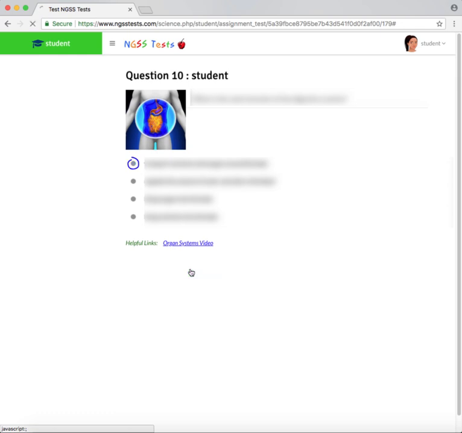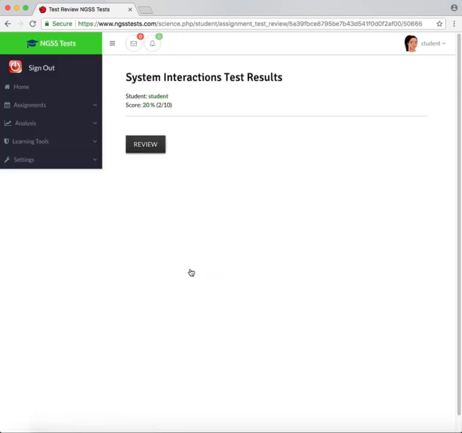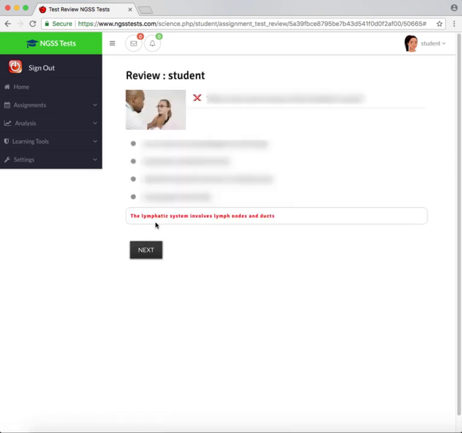And we get to the end of the test, and you notice I didn't do so hot. I got 20%, right? 2 out of 10. So let's review the questions we missed. At the bottom of the review, you'll notice we have these helpful hints. These hints are an extra tool to problem solve that exact question.